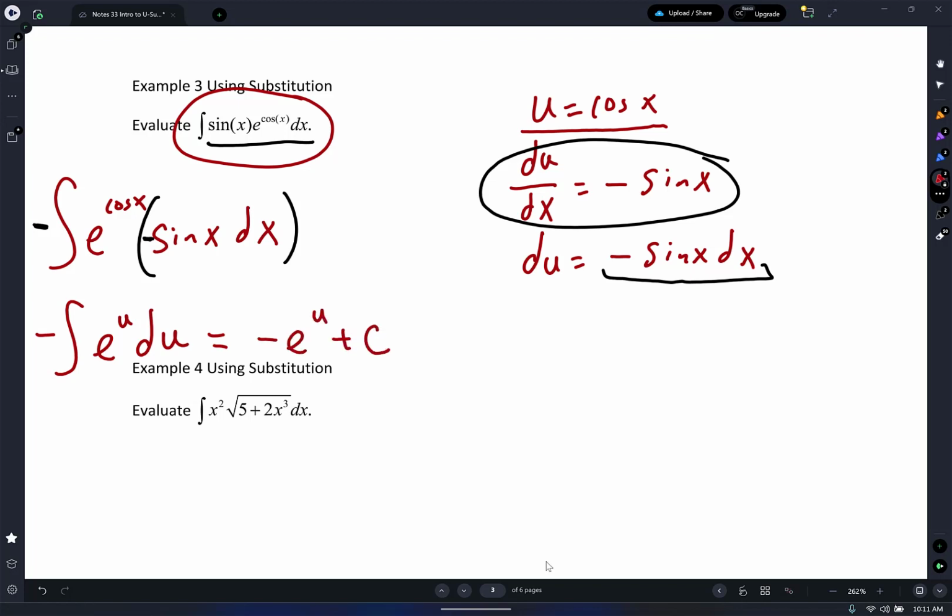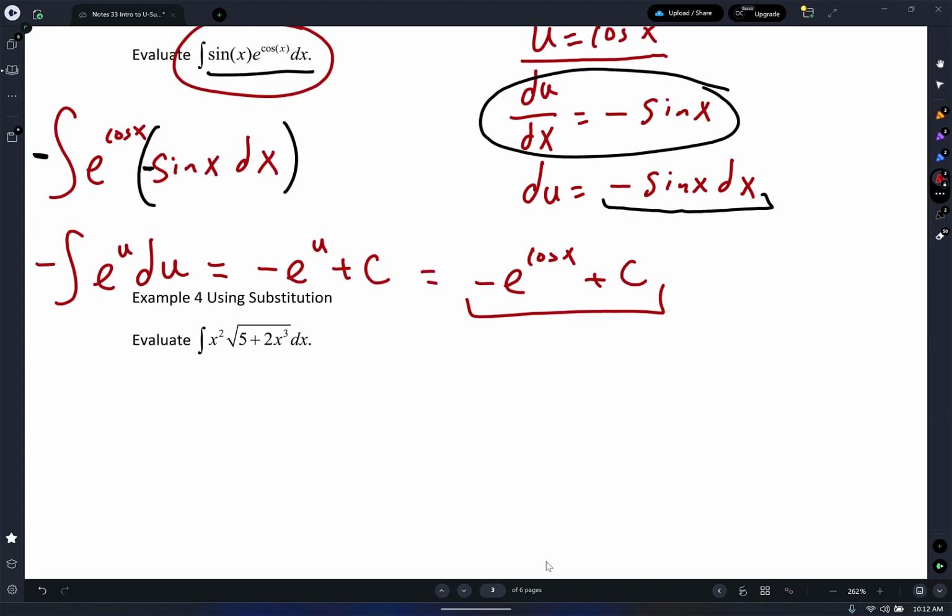Do I want it in terms of u? No, we need to go back to our x. I mean, in real life, don't ever go back to your x's. You're just asking for trouble. But in this, we're going back to the variable x. So here we go. This is the same thing as negative e to the cosine x plus c. Cool or not cool?